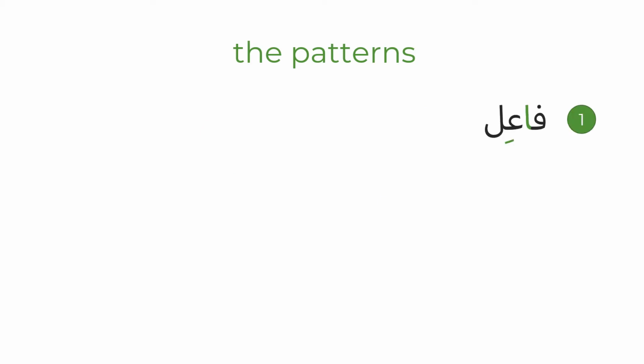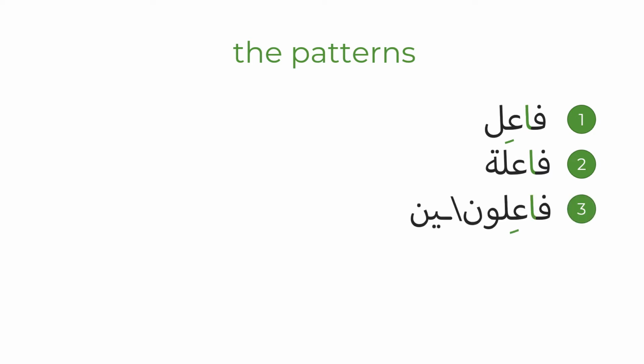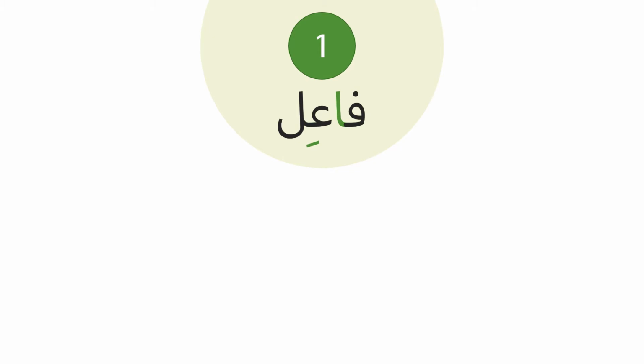The pattern fa'il is the basic pattern for the active participle. Furthermore, there are two derived forms, fa'ila for feminine and fa'ilun or fa'ilin for the plural. We'll now have a look at each three of them. For the pattern fa'il, we have some examples.